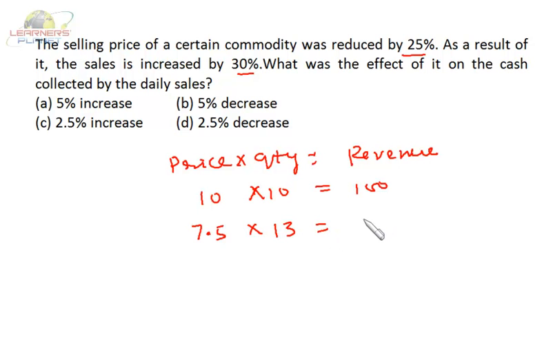Now we have to see the revenue. Okay. It is 13 sevens are 91 plus 6.5. So it is 97.5. Okay. So initially it was 100. Now it is 97.5. That means there is a downfall of 2.5%. Okay. So what was the effect of it on the cash collected by daily sales is it's a 2.5% decrease. Okay. I hope you are clear.